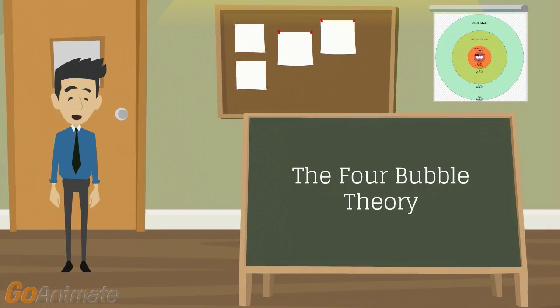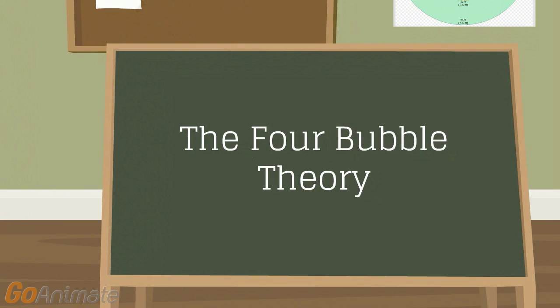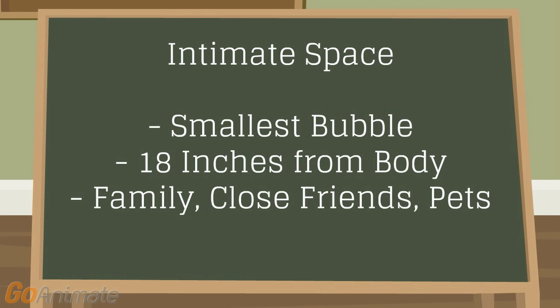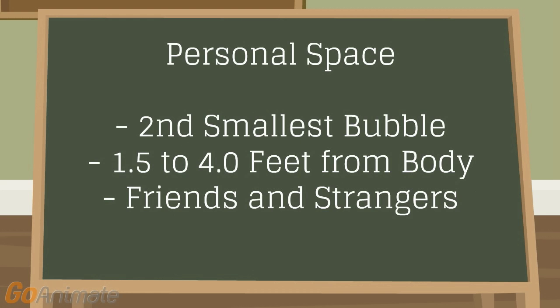Since personal space is so important to humans, we have created 4 levels or bubbles of personal space. Intimate space is the smallest bubble of the 4. It includes everything within 18 inches of the body, and only family, close friends, and pets are allowed in. Personal space is the second smallest bubble. It exists beyond 1.5 feet from the body, and friends and strangers are allowed into this space.